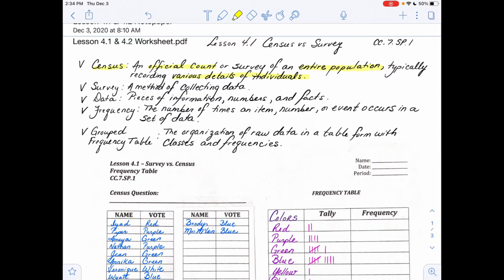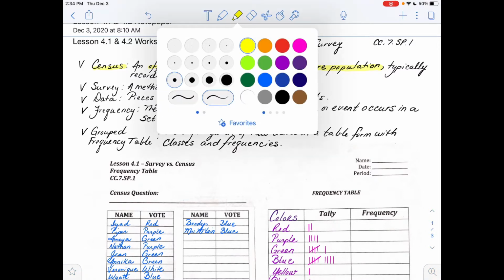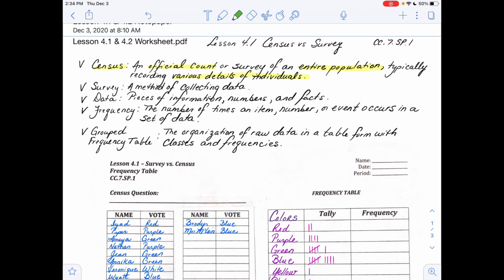A survey, well, how I get my information for a census is a survey. A survey is just a method of collecting that data. And most of us think of a survey as when I go up to people and I ask them questions. When I go up to them and ask them a question, that is a survey.